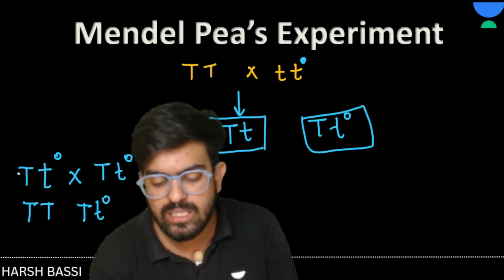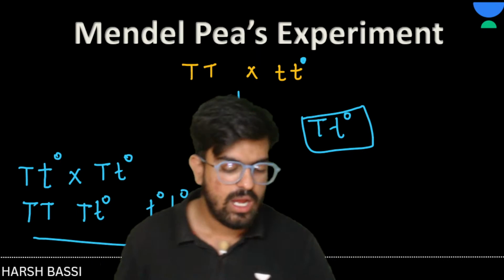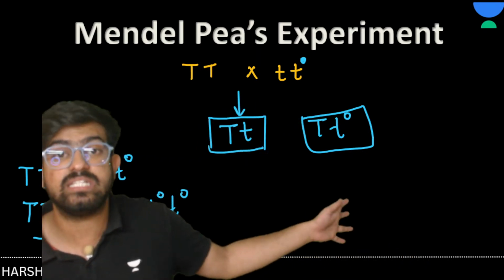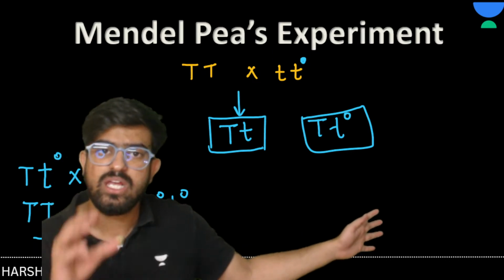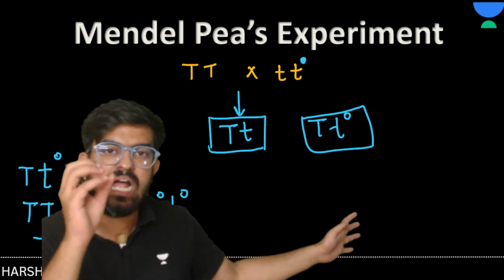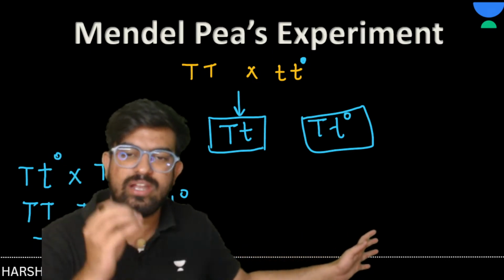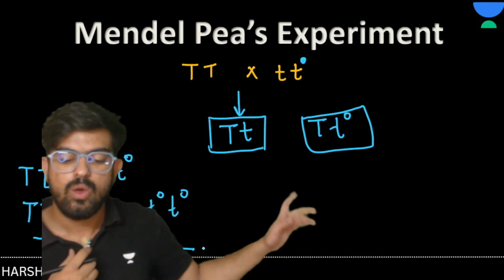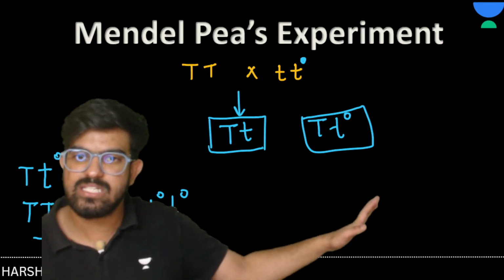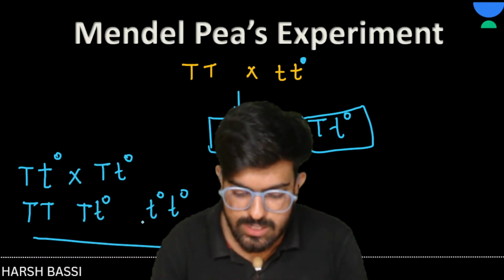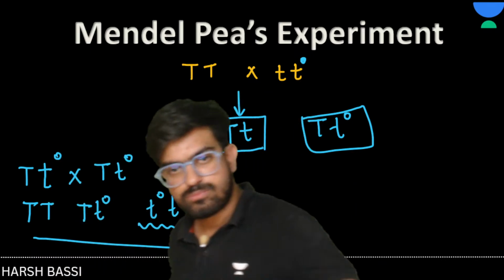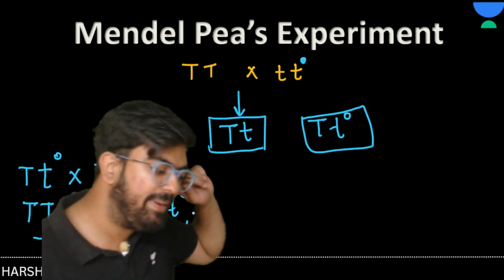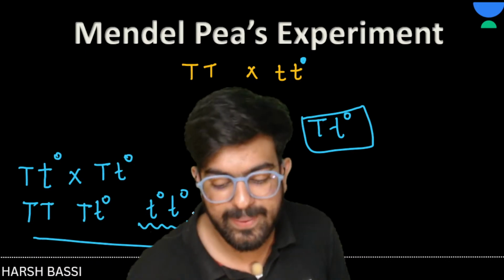Okay. Now, among these three, let me know, what do you think, which one will have the disease? I'm saying that capital T said that I'll show the disease only when I am in recessive condition. So among these three, which one will show the disease? This will show the disease. Yes or no? Yes, this will show the disease. Exactly. So what happened here?